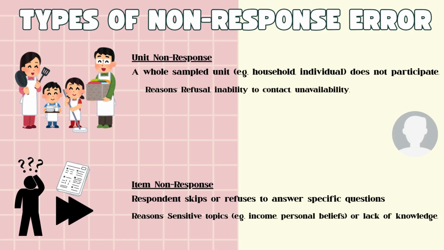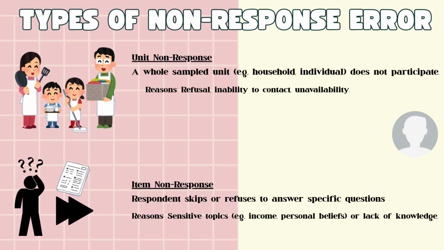In surveys, two common types of non response can affect results: unit non response and item non response. You may ask, what is a unit non response? Now, a unit non response occurs when an entire unit, such as a household or individual, does not participate in the survey. This can happen due to refusal, being unreachable, or unavailable. For example, if certain households refuse to participate, the sample becomes incomplete and biased. The next one we're going to look at is the item non response.